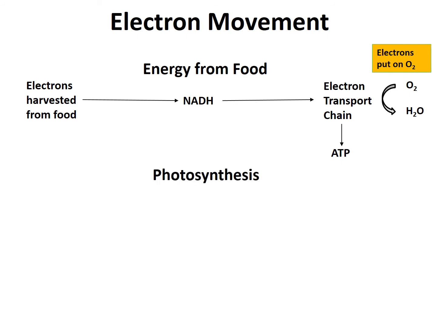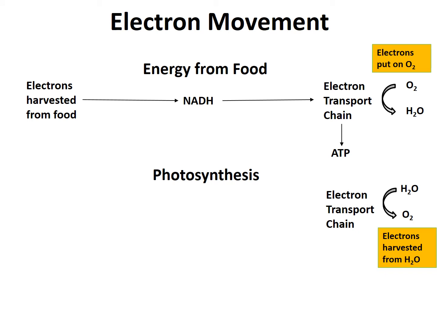Okay, what about photosynthesis? In this case, we actually oxidize water to make oxygen. We take electrons from water and we produce oxygen. And that's how we have oxygen in our atmosphere. It comes from photosynthesis. So electrons are harvested from water by oxidizing water.